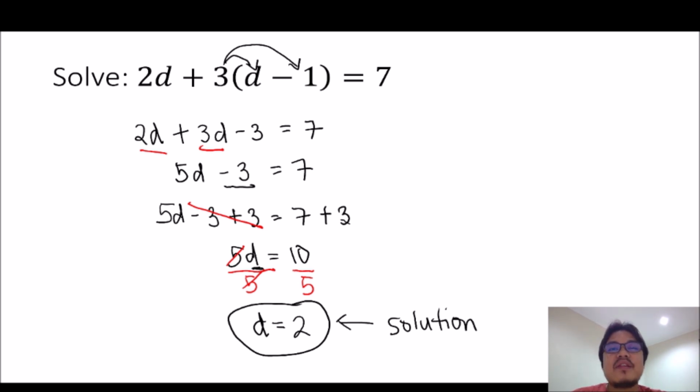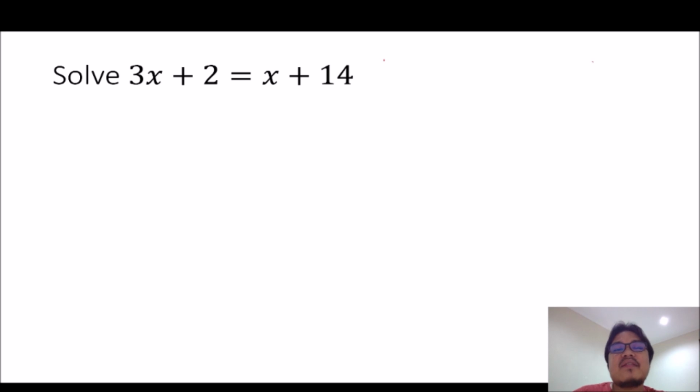Okay, let's proceed now with our next example. In here, there are no brackets involved, but there are unknowns on both sides of the equation. So what we will do is remove the unknown from one side of the equation. Let's say I want to remove x on the right-hand side. To remove x on the right-hand side, we're going to apply the inverse operation. The inverse of x is minus x. So I will subtract x on both sides of the equation.